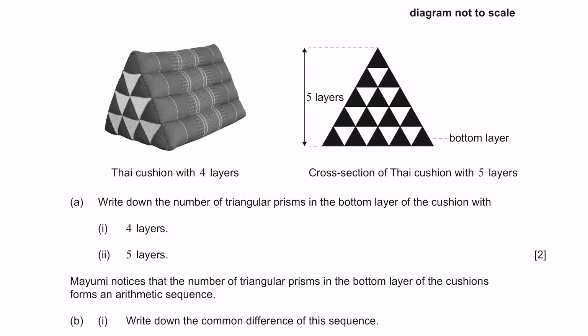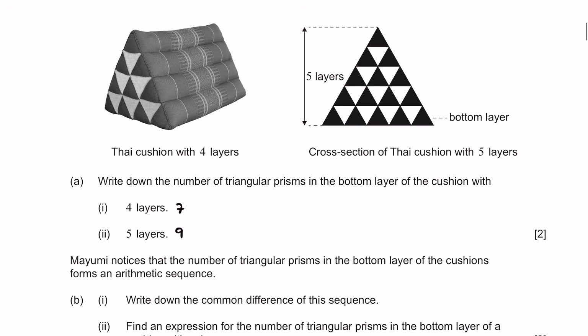So we switch colors. And if we're asking a question about the 5th layer, there would be 1, 2, 3, 4, 5, 6, 7, 8, 9 triangular prisms. All right. So we can go on and actually find a pattern in this case, but I think that's actually what they're going to ask us in the second part.